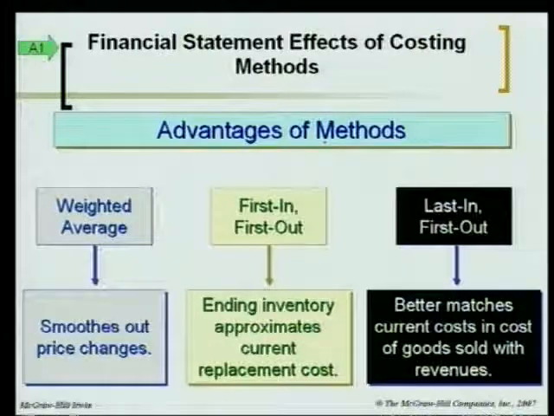Okay? What about LIFO? An advantage of LIFO is it better matches current costs in cost of goods sold with revenues. Okay? Well, last in, first out. Last in, the most recent costs are first out the door through the cost of goods sold, correct? So that's what this is talking about, is the advantages of the methods, okay?